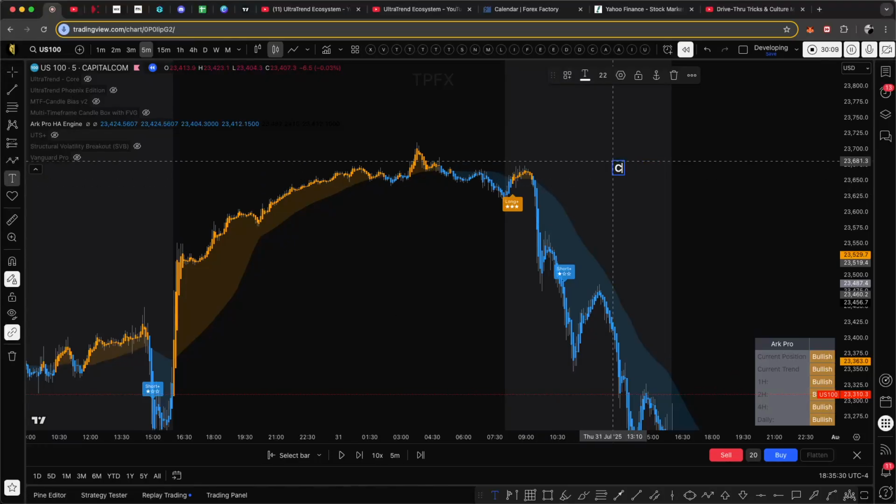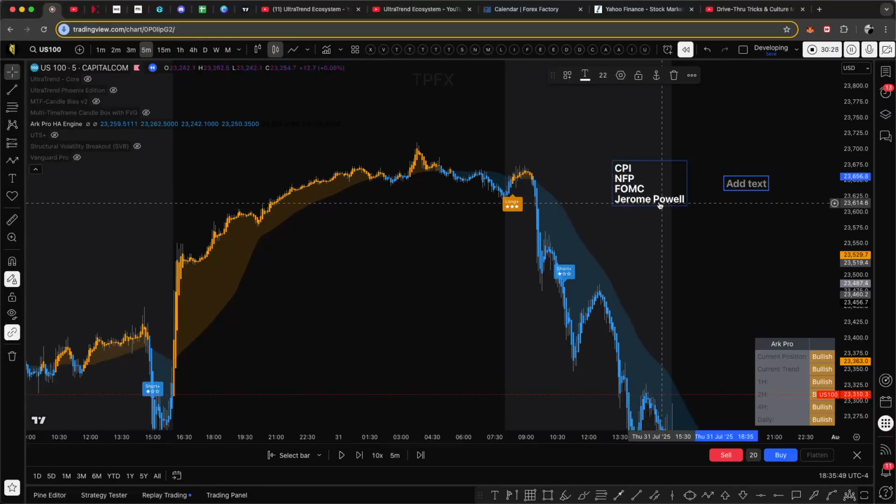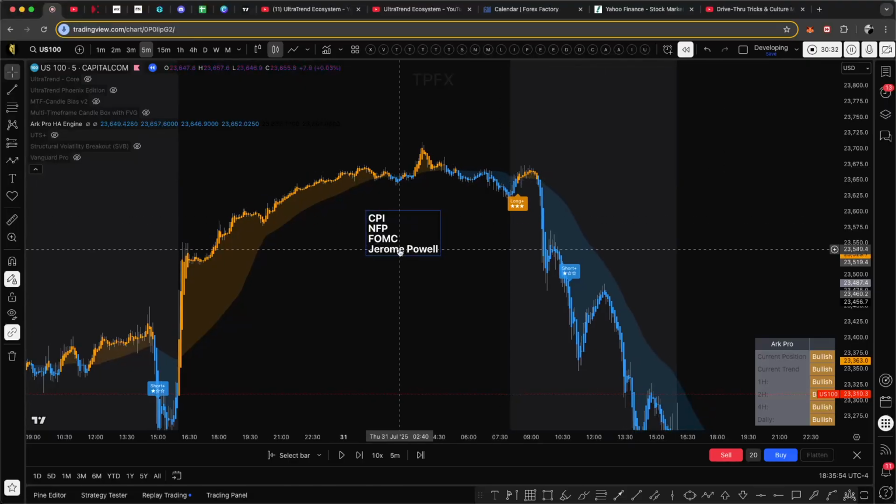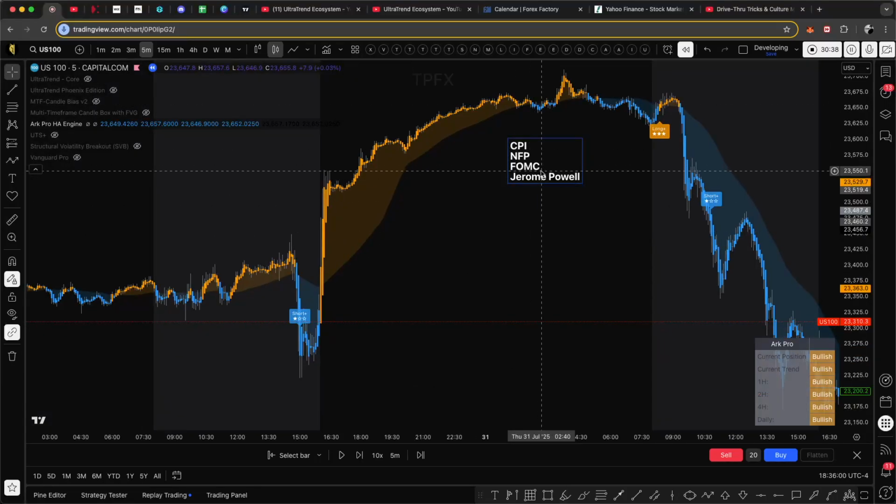Oh, I forgot. I always forget to mention this. Avoid news days: CPI, NFP, FOMC, or Jerome Powell. Whenever Jerome Powell speaks, if you don't know who Jerome Powell is, he's from the Fed, right? The government. Whenever that guy speaks, all hell breaks loose. So it gets very nasty. So try to avoid those days.